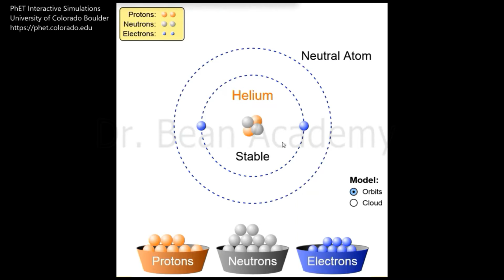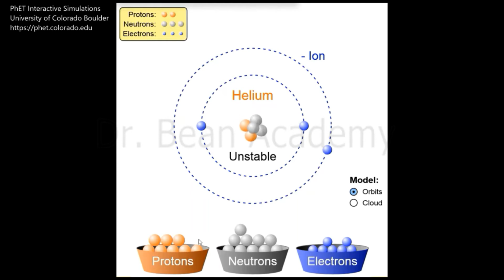Okay, so now I want to add one more electron to the first shell or orbit. Oops, it went to the second shell. So it means I can't add more than two electrons in the first orbit or shell. It will go to the second shell. And now I can add one more neutron.